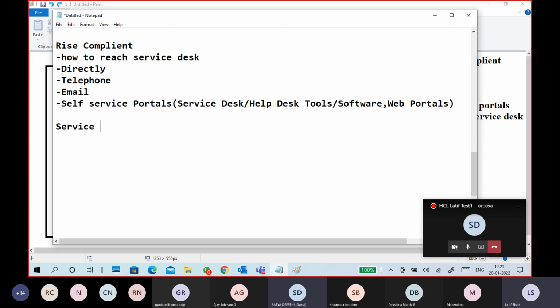So next one is the service desk. We reach the service desk. What will the service desk people do? They interact with the customer and understand the issue. So what is the issue raised by the customer?